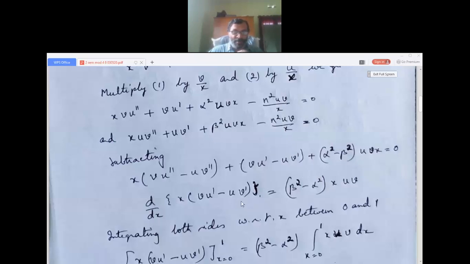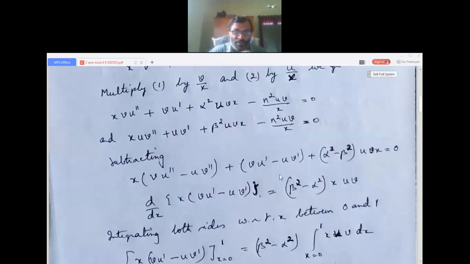Very clear. Now this term I take to the other side. This last term, that is (alpha squared minus beta squared) into u v x, I take to the other side. It will be minus (alpha squared minus beta squared) of u v x. When minus is outside, if you multiply inside, that will be (beta squared minus alpha squared) into x u v.